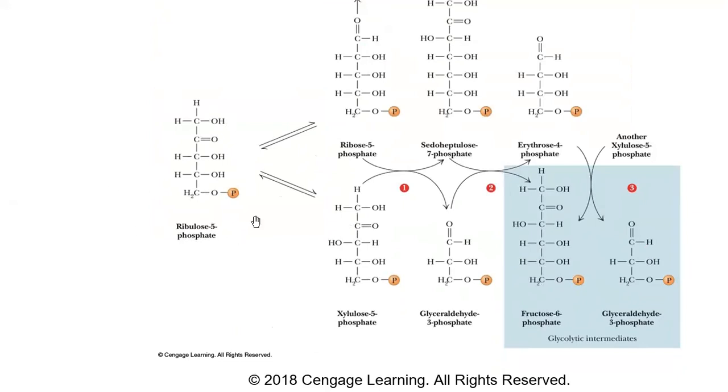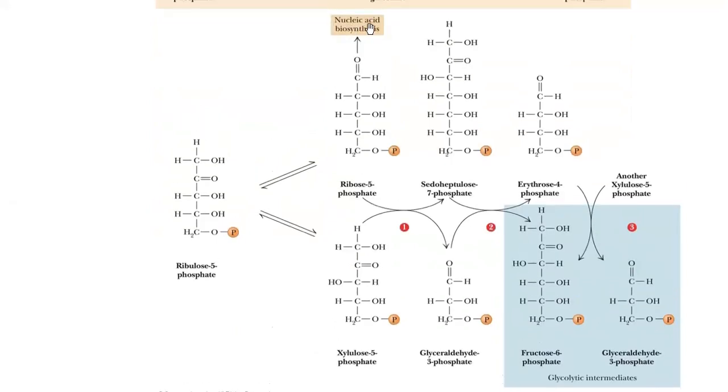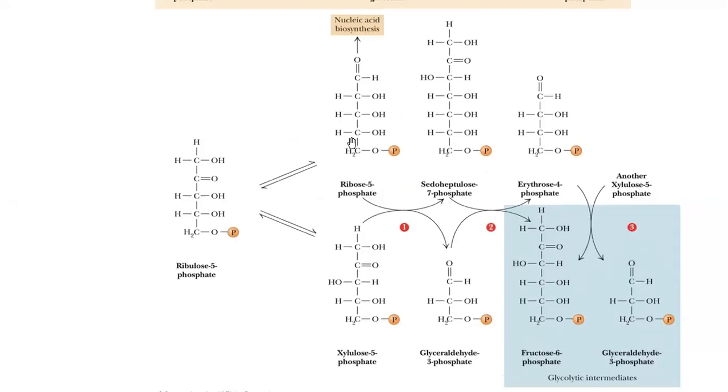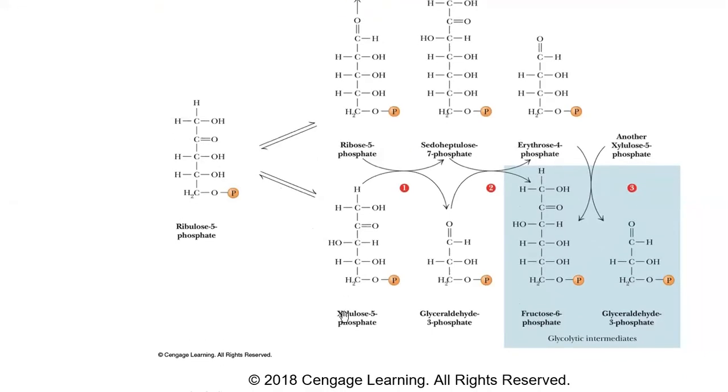ribulose 5-phosphate undergoes two changes. One molecule isomerizes to form ribose 5-phosphate. Notice here, this is the one that is important in nucleic acid biosynthesis. And the second molecule is converted to xylulose 5-phosphate by an epimerase. Here, look at carbon number 1, 2, 3. Carbon 3 OH is to the right here, and OH is to the left here. So we call this inversion of configuration to form xylulose. Now we have ribose 5-phosphate and xylulose 5-phosphate.